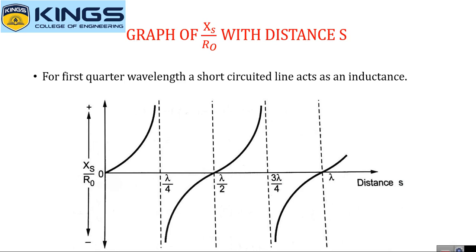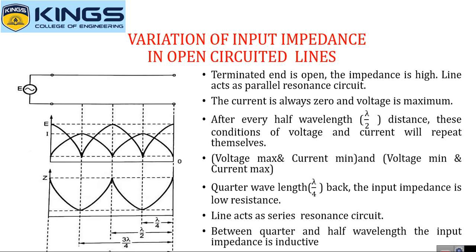Compared to the last graph, this graph starts at 0, so in the first quarter of the line it acts as an inductance with the distance. You can compare the graphs. This graph starts here at λ/2 and λ/4, but previously the graph was shown at λ/4 and 3λ/4. Okay, so here is the variation of input impedance in an open circuited line.